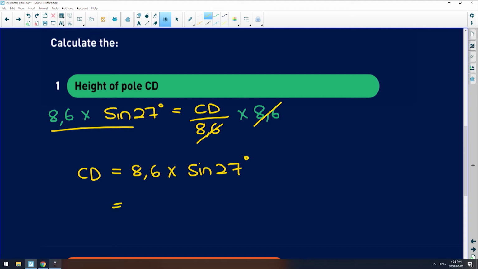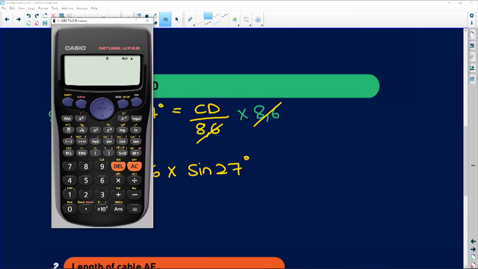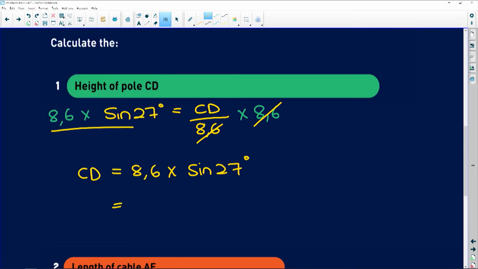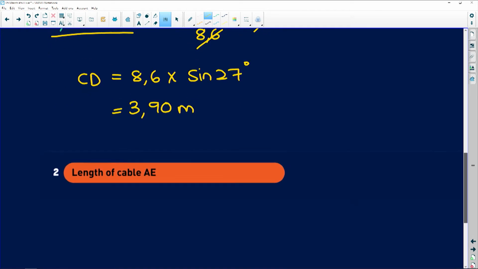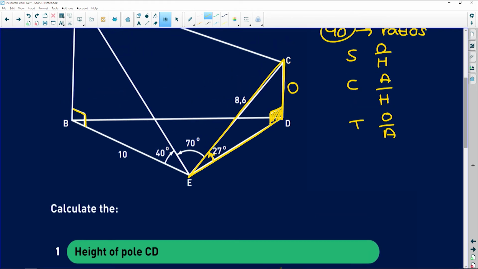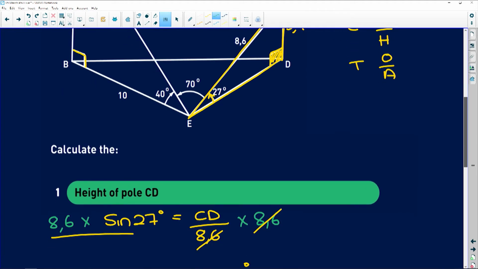This is where it's easy peasy. You just go and stick that into your calculator. So 8,6 times sine of 27 gives me 3,90. Everybody, when in doubt, round off to 2 decimal places. Odds are you're going to get a much more accurate answer. So let's go put that on our diagram, actually. It might help. 3,9. You can say 90 if you want. So now, let's look at the next question.